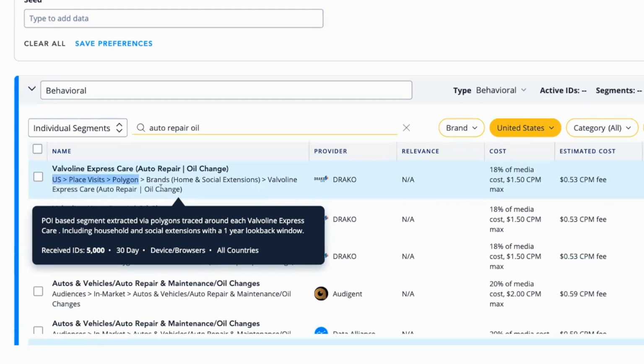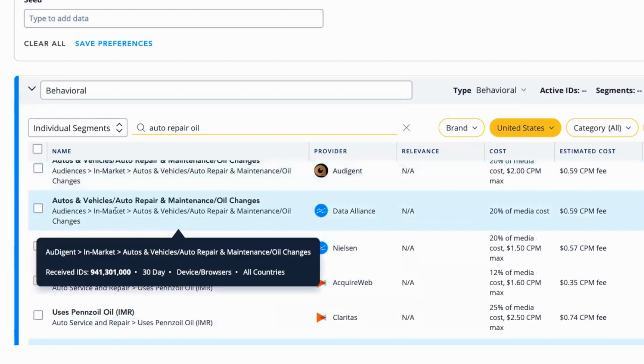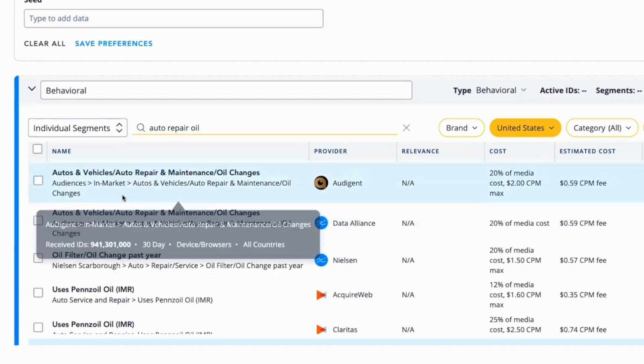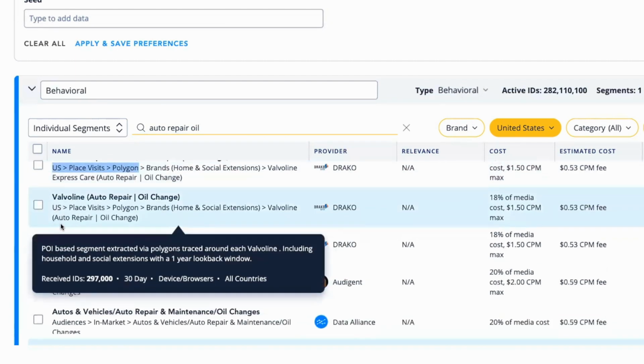So you could get back to your planner and recommend two audiences. You can recommend just the simple segments, such as this one, in market auto vehicle, auto repair, maintenance, and oil change. So they are in market to change their oil, but we don't know if they're doing it themselves or if they are taking it to a repair place. That's the only thing with some of these audiences. So we can select them.